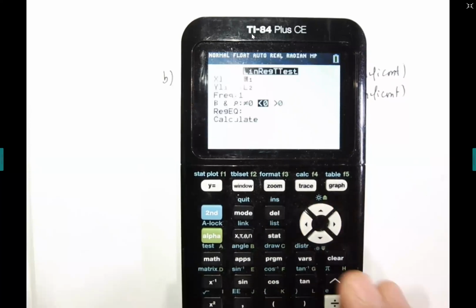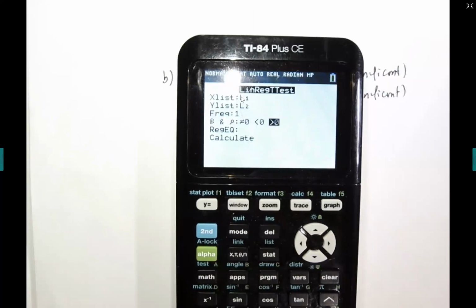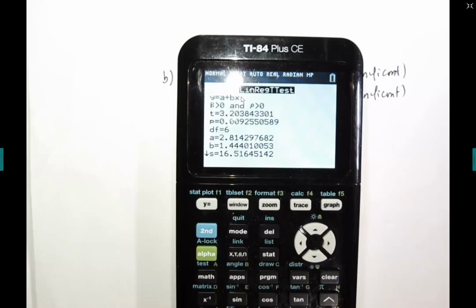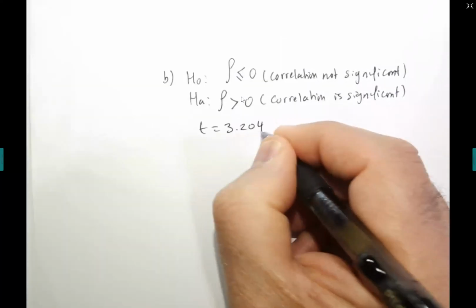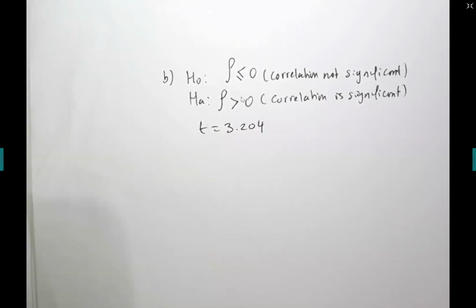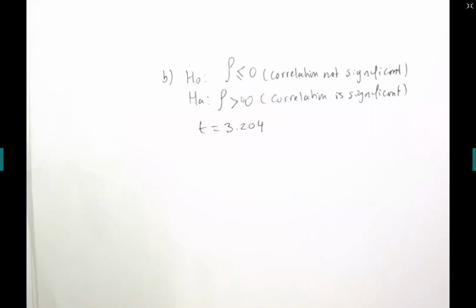Enter. Okay, my data is in L1 and L2. Good. Frequency, don't change it. We're testing for positive correlation, so I need to change this one to greater than 0 and calculate. Okay, T is, with 3 decimal places, 3.204. And the p-value, as you can see, is 0.0093 to 4 decimal places.